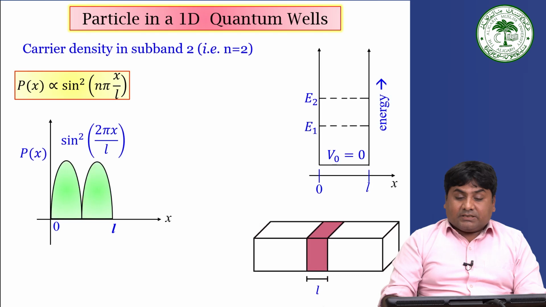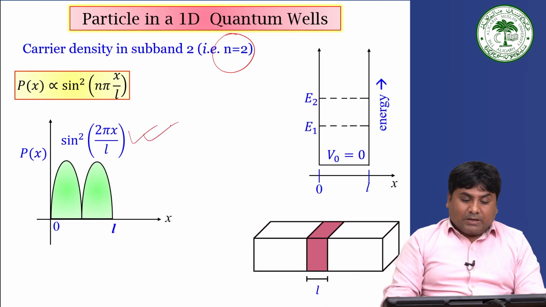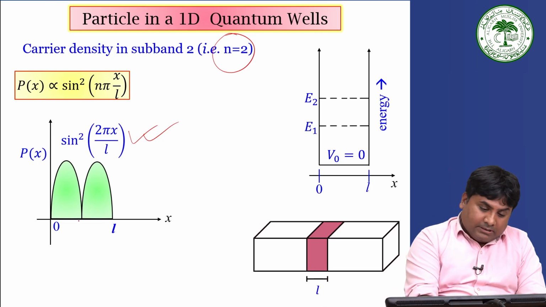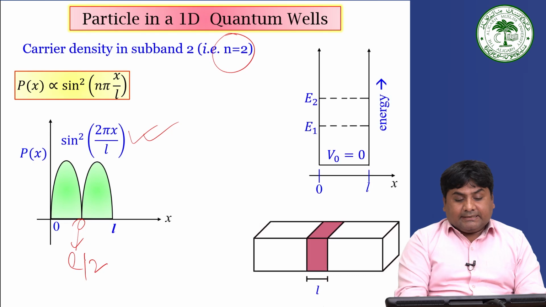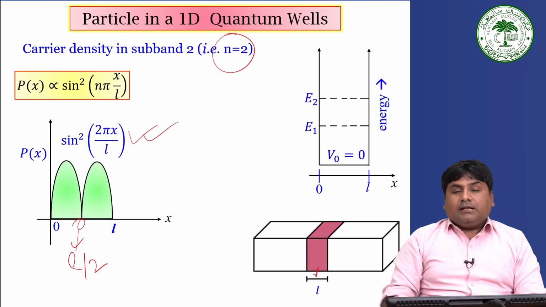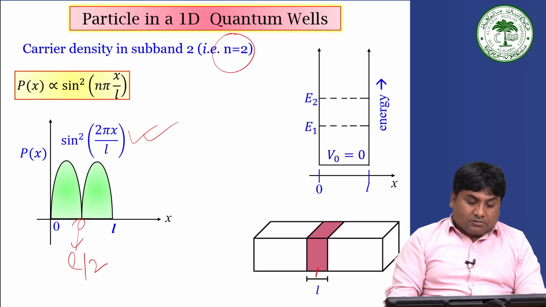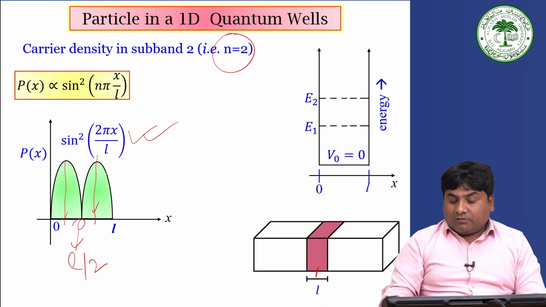Now when your subband is n equal to 2, you again apply this equation and calculate the carrier density. Here it is sin square of 2 pi x by L, and you will get a node here at the L by 2 length. In this case you will not get the electron in the middle of this quantum well. So you will get the maximum at L by 4 length here and here. In this way you can explain the probability of finding your particle or electron in 1D quantum wells.